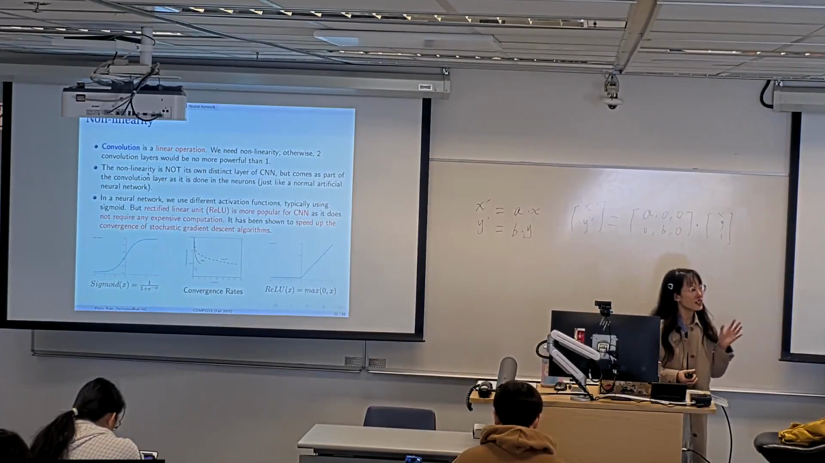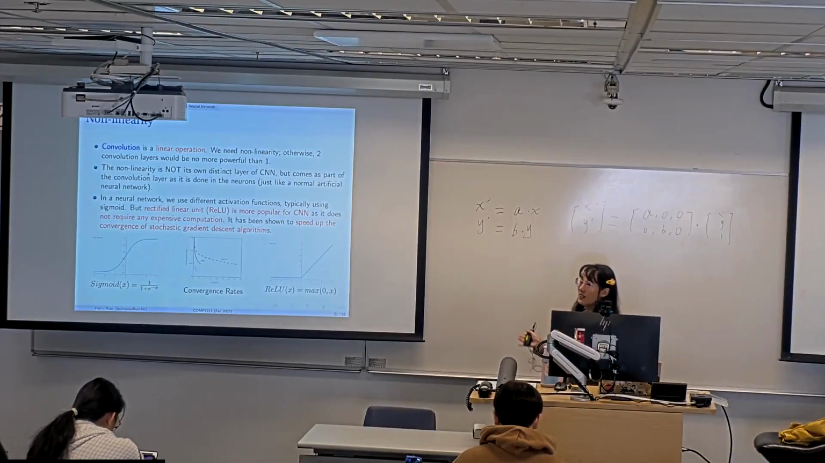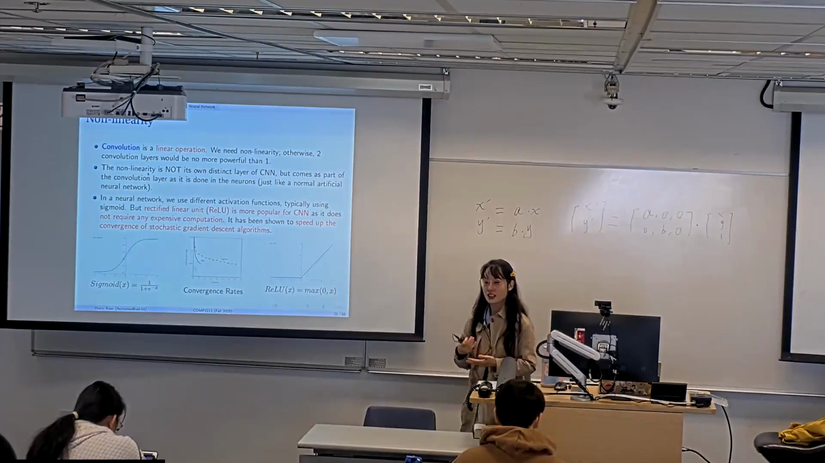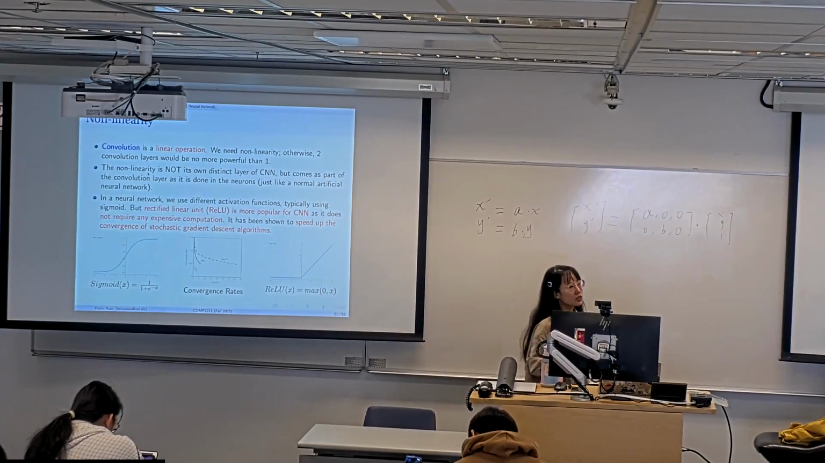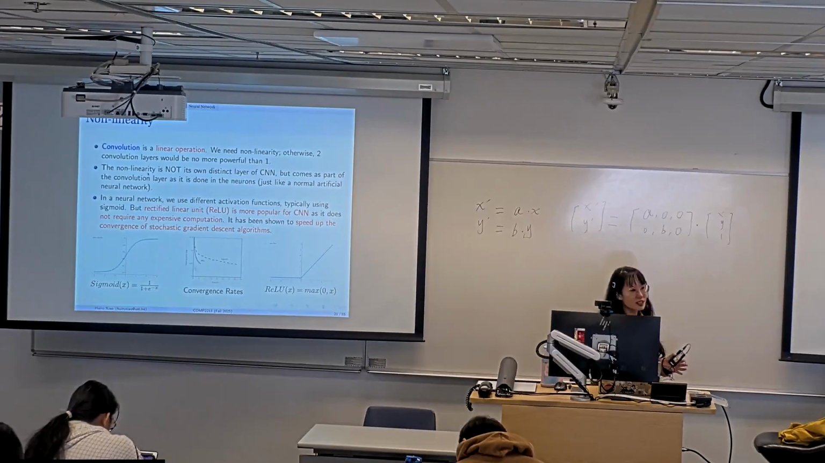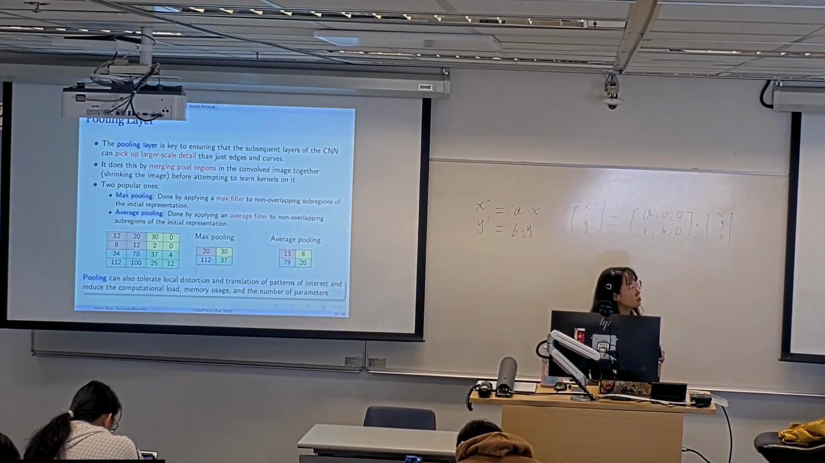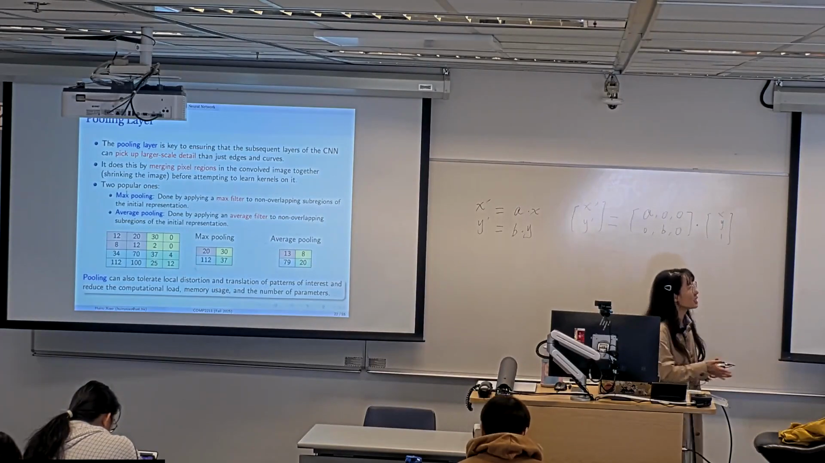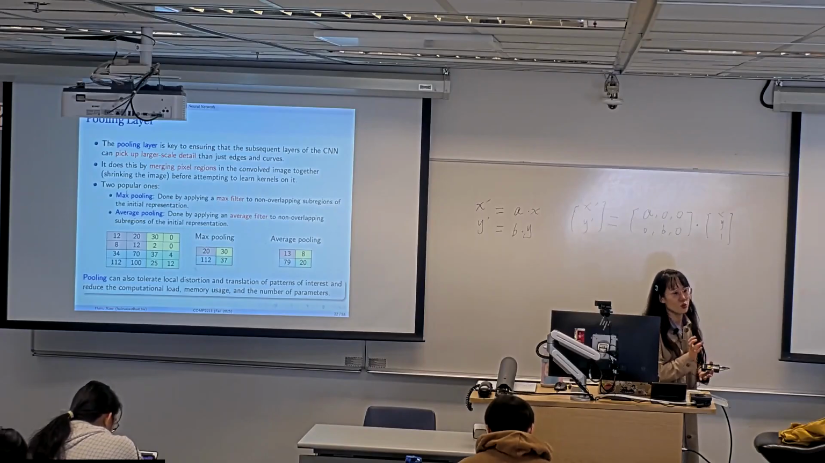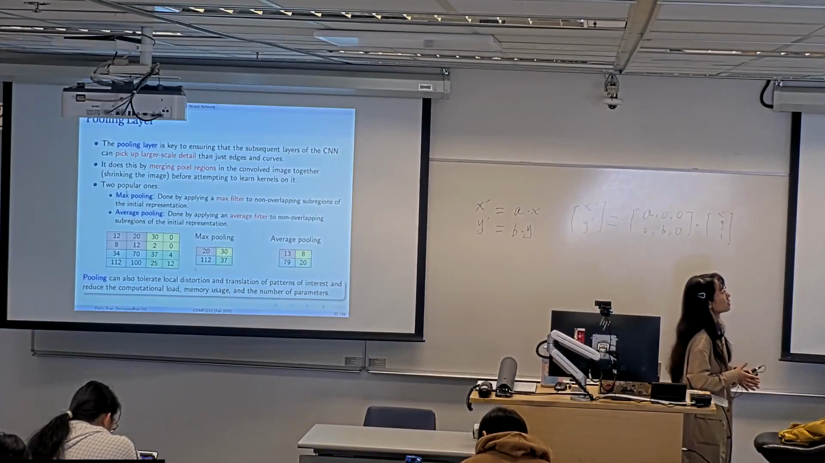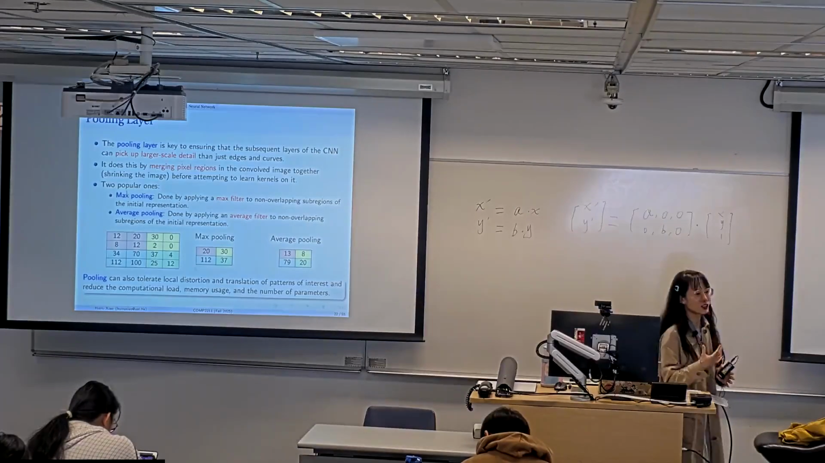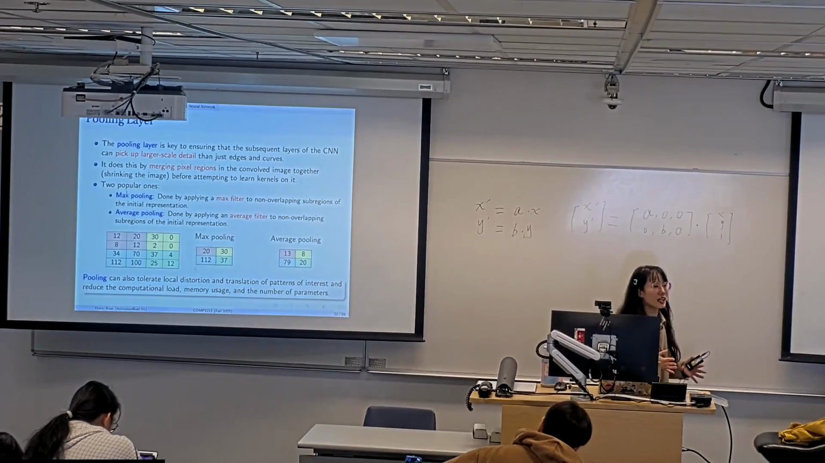Great. The convolution layer is definitely the most important part in a convolutional neural network. It defines what a convolutional neural network is, and usually it's the most complicated part. Then we still have one new type of layer, called the pooling layer. Usually after a convolutional layer, we will concatenate it with a pooling layer. The pooling layer is key to ensuring that the subsequent layers of the CNN can pick up some larger-scale detail than just edges and curves.